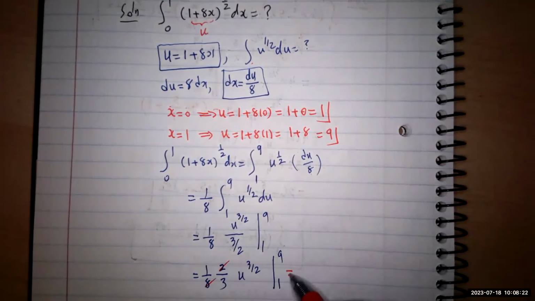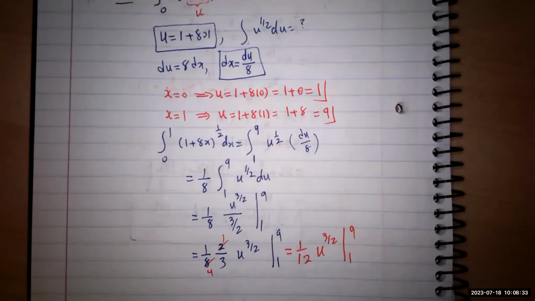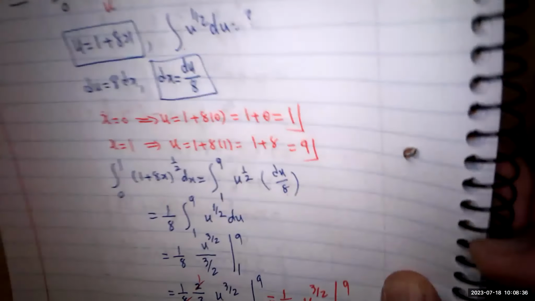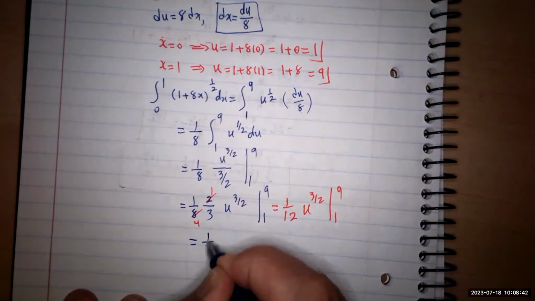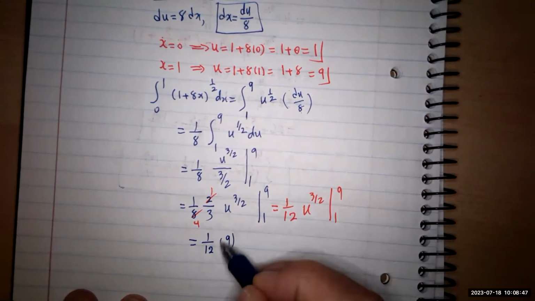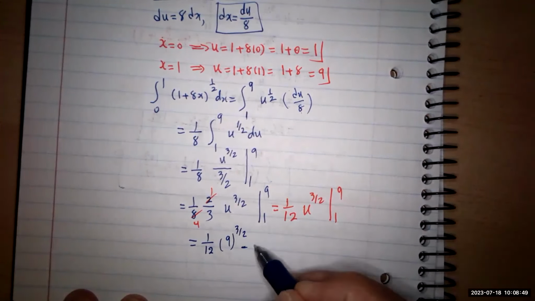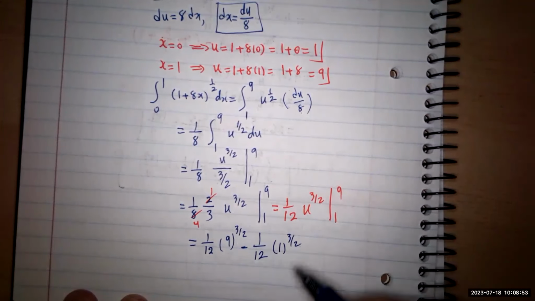So you end up with what? This is going to be 1, and this is going to be 4. So 1/12 u to the 3/2 from 1 to 9. You don't have to get back to the x. You just substitute the numbers that you got because you changed them. Okay, so the next step is going to be 1/12 times 9 to the 3/2 minus 1/12 times 1 to the 3/2. Any question?